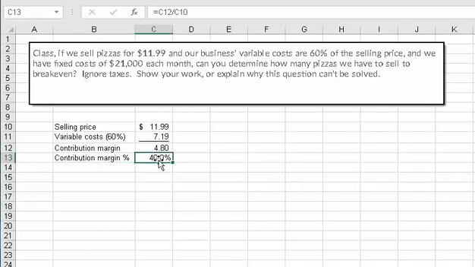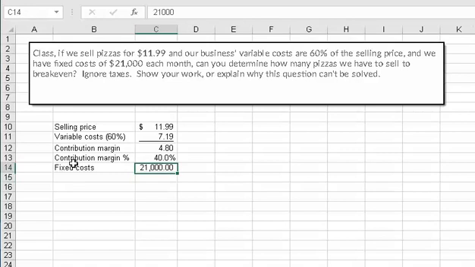Now you really didn't have to calculate contribution margin because the selling price is 100%, variable costs are 60%, so the contribution margin would be 100% less 60% or 40%, but I thought I would put that out there. And then we know that fixed costs are equal to $21,000. Okay? And I'm going to put this in italics since that's really not part of the calculation.